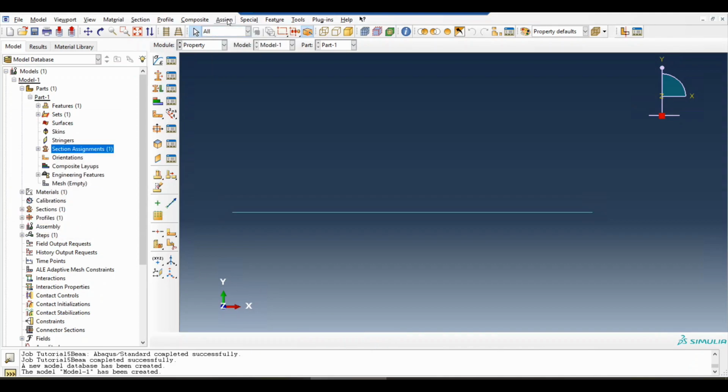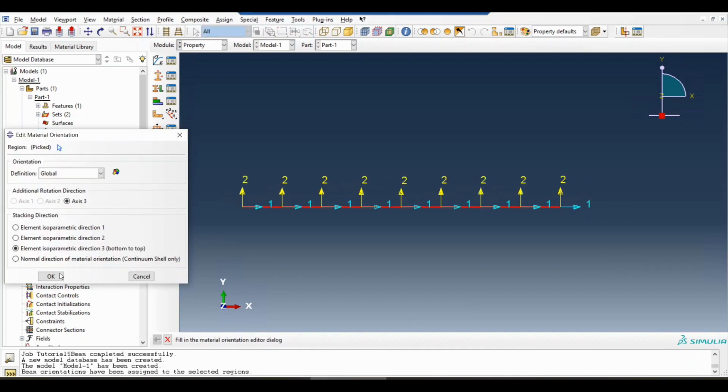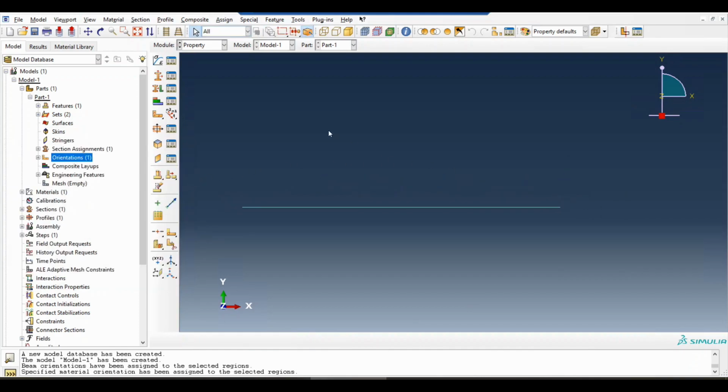Now we have to assign its orientation. So go to assign beam section orientation, make sure you select all of it, say done, and hit enter, say OK. That's it. And then you have to go to material orientation, select all of it, click done, use default, say OK. Now you have your section orientation and material orientation.